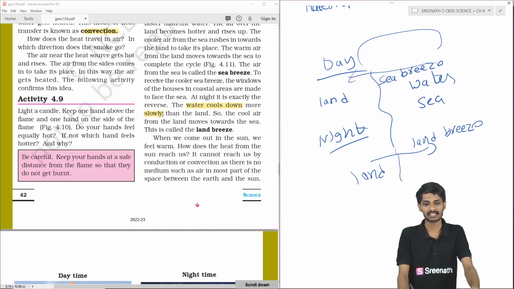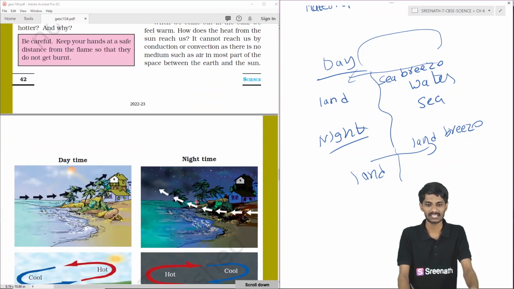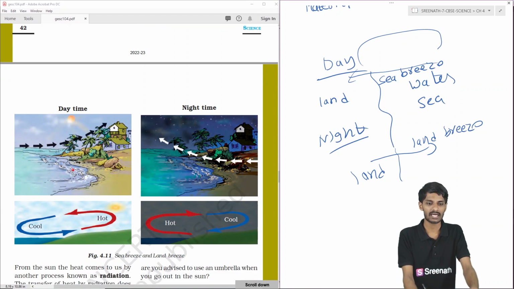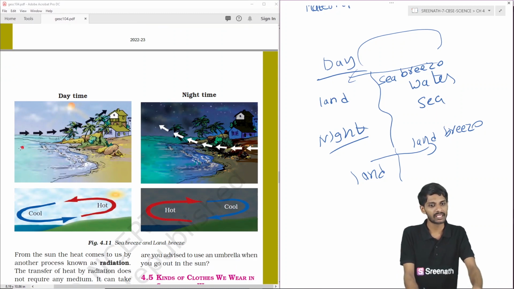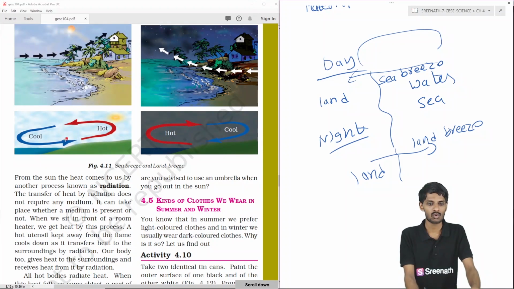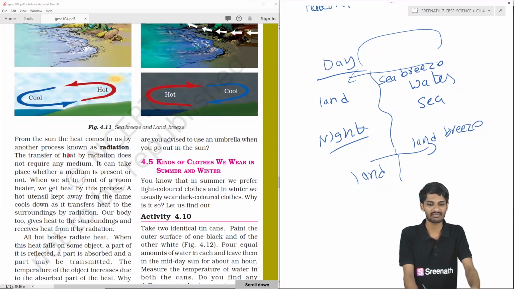So this is the scenario. In the daytime, what happens? Air will come onto the land. In the night time, air will go off into the sea. Cold air comes onto the land in the day. So these are the phenomena, students.